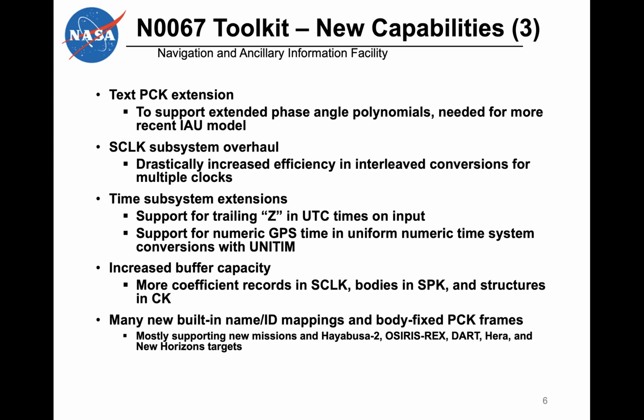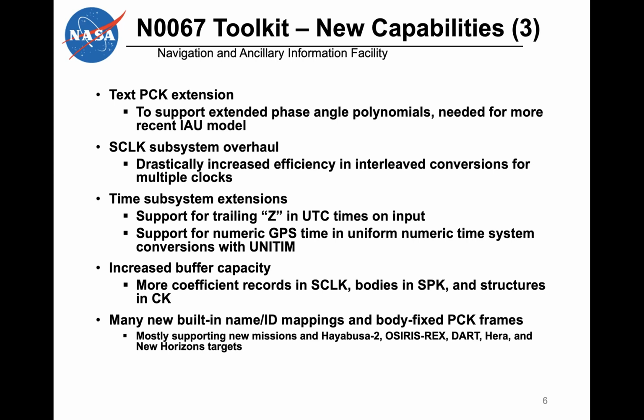We have also provided extensions to the time subsystem, for example, supporting the trailing Z in UTC times on input. This was an item that was requested a long time ago and many times by PDS, for example, and it's very handy for users. We've also included support for numeric GPS time in uniform time system conversions, specifically with the unitim API. And we have also increased the buffer capacity, so there are more coefficient records in spacecraft clock, bodies in SPKs, and structures in CKs.